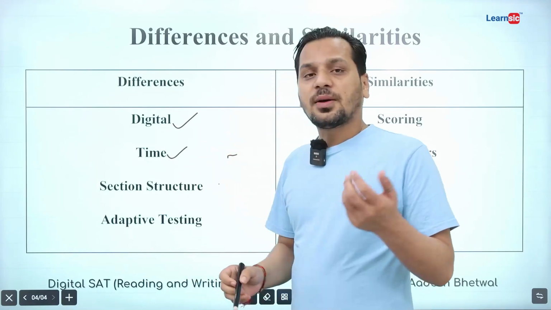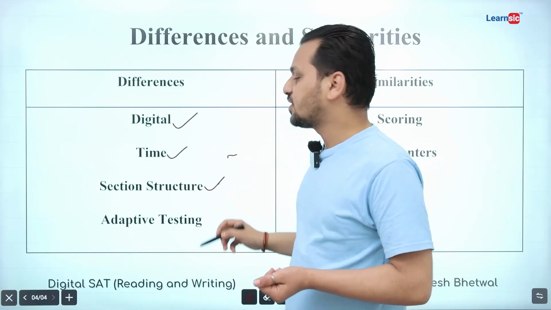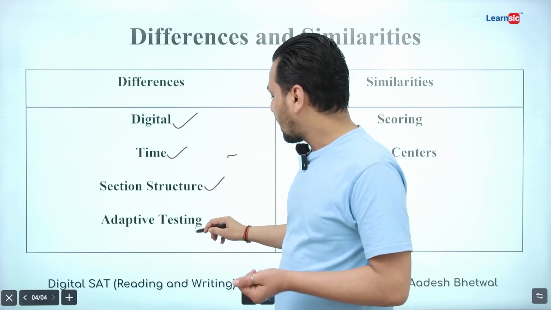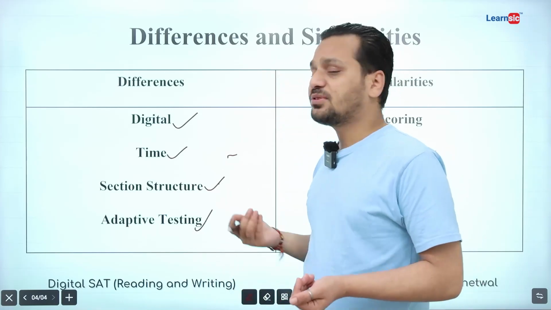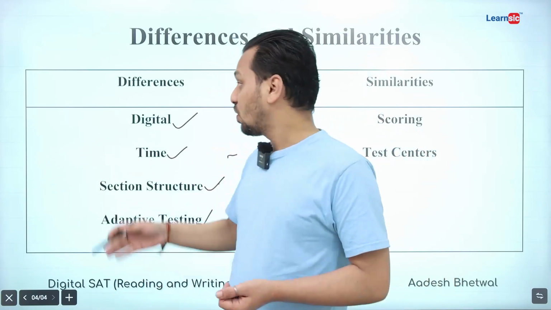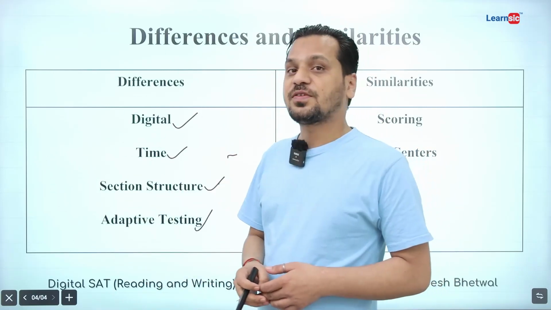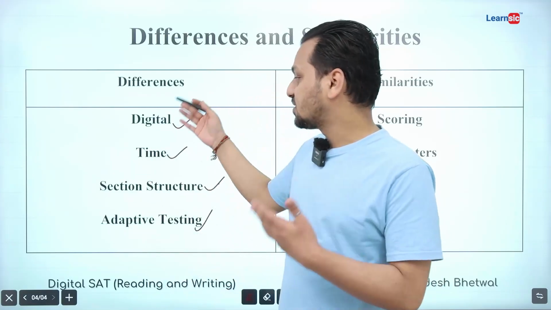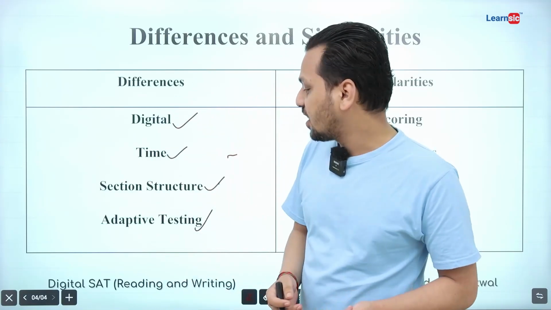There is a bit of a difference in time also. There is a difference in section structure also. And this test is also known as adaptive testing. So what is adaptive testing? I'll be talking about this later on. So these are some major differences that you find in digital SAT: digital, time, section structure and adaptive testing.